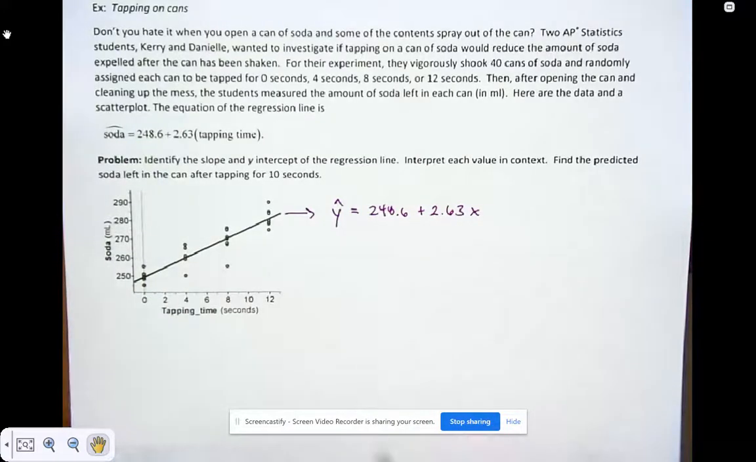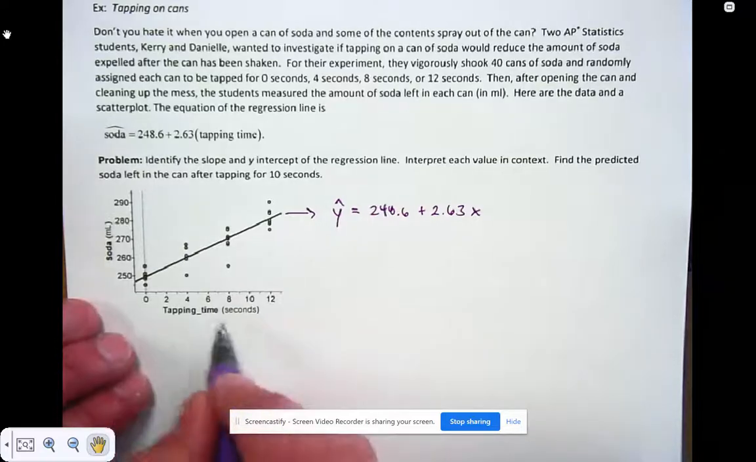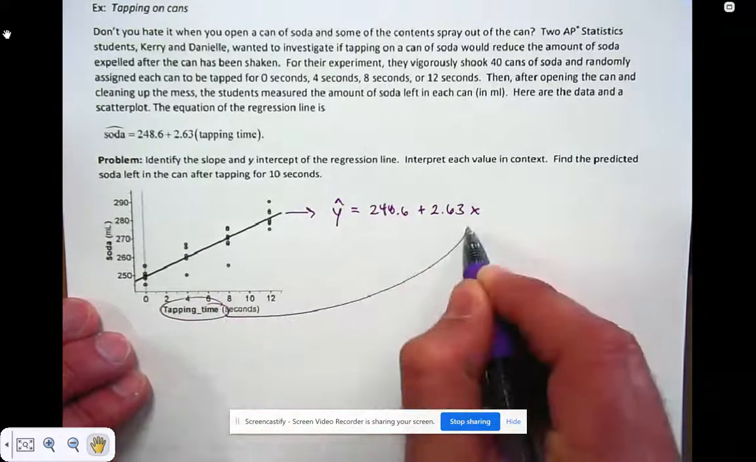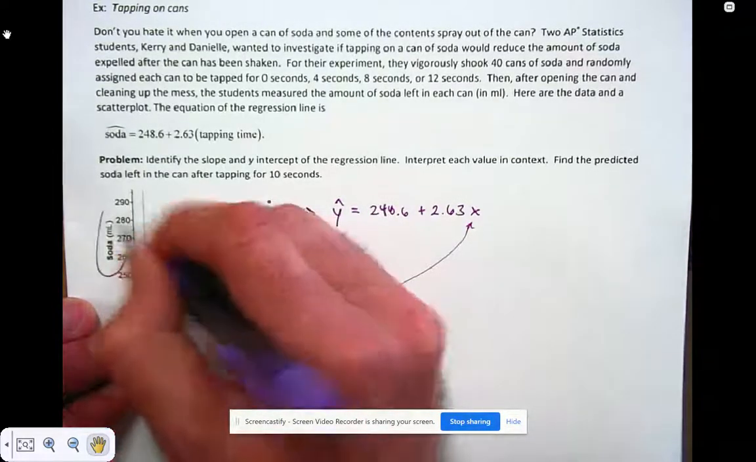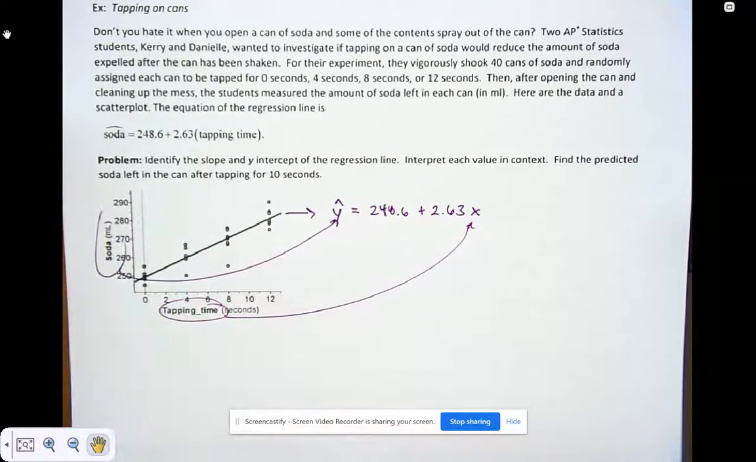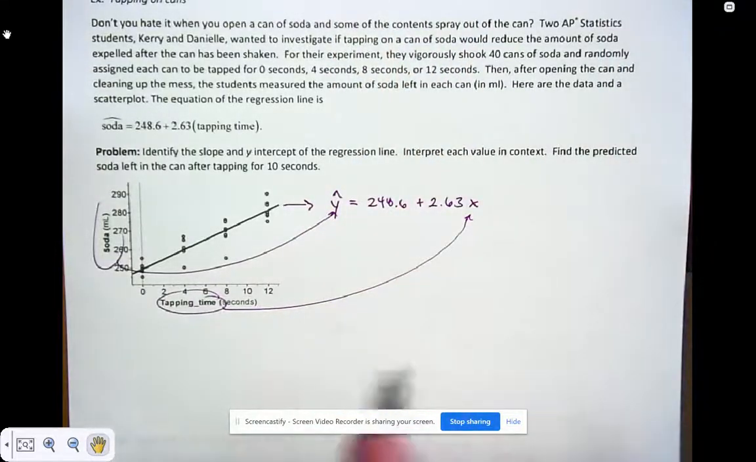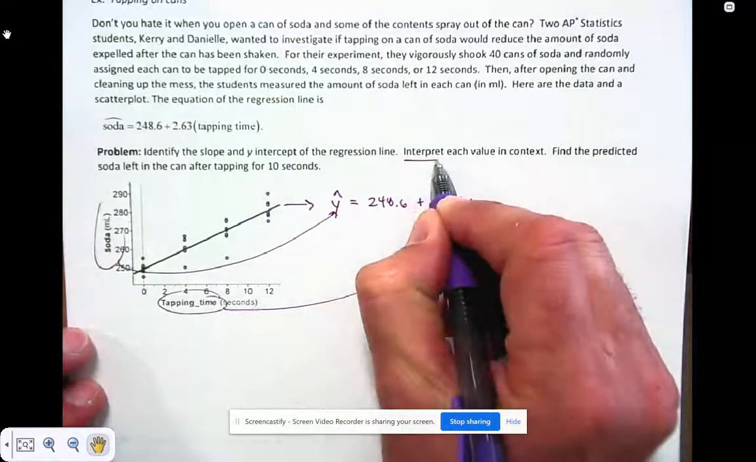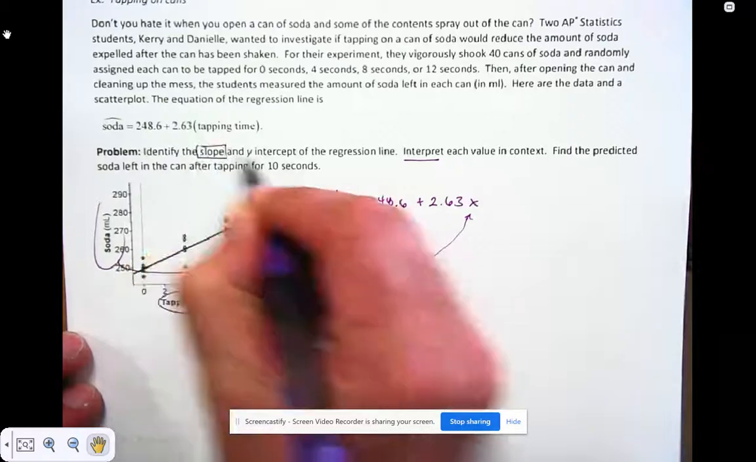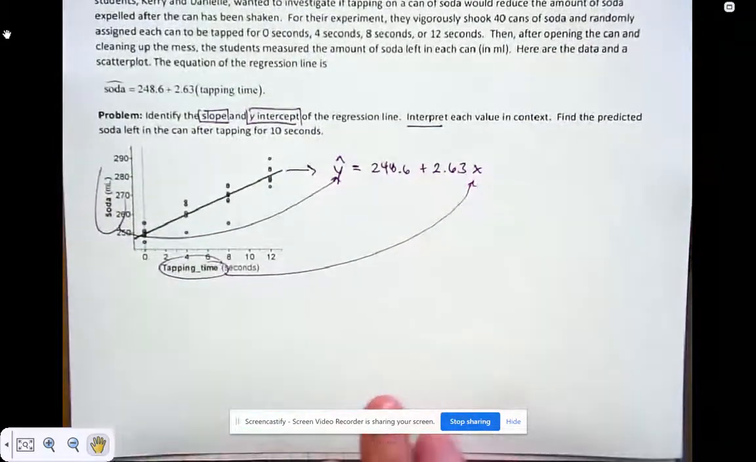Now, you'll notice that I wrote y and x and they used words. I'm okay with either, right? So you can see here that tapping time is your x variable and soda is your y variable. So that's why they wrote it. Okay. And so all I'm going to ask you guys to do this lesson is to interpret, right, the slope and the y-intercept. And so you have to write sentences to interpret what they are.